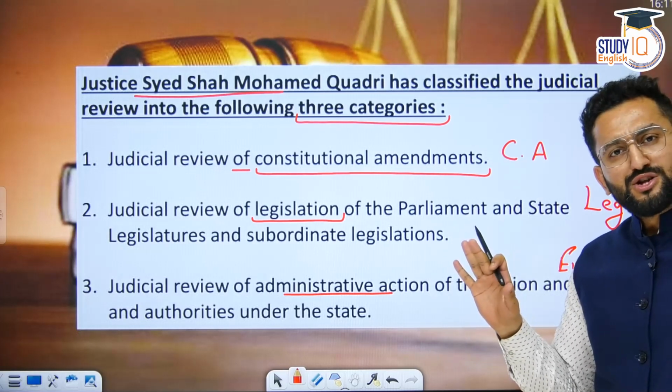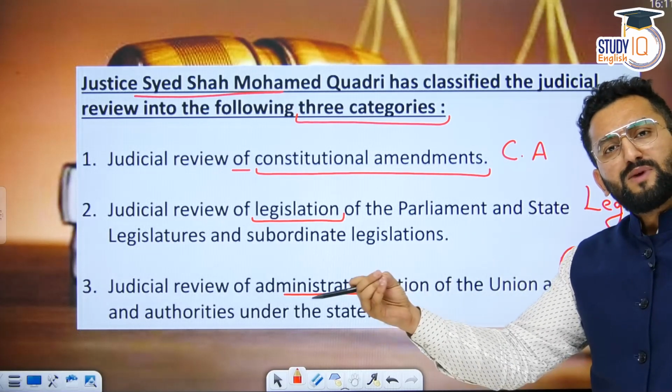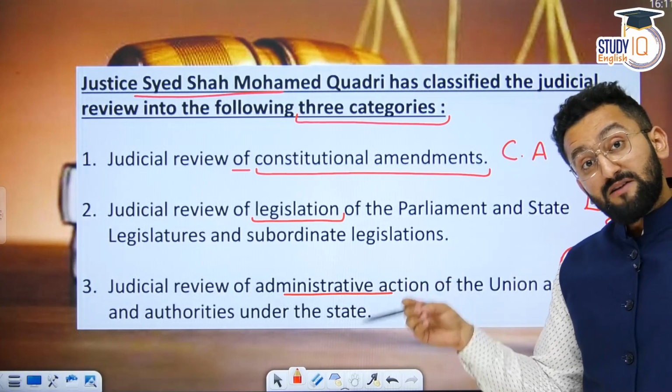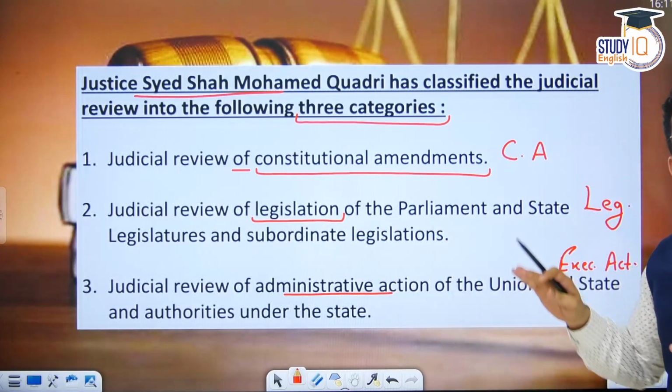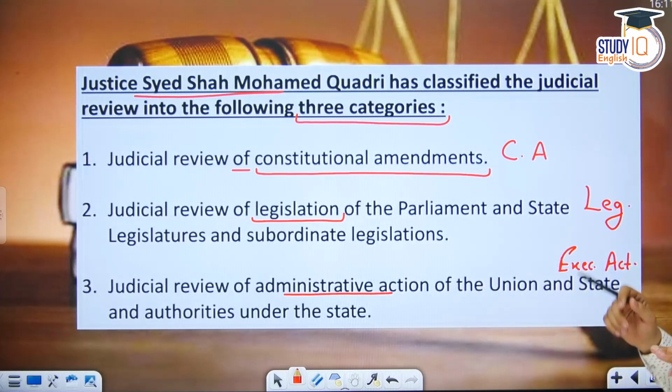Means they have not amended the constitution. It is plainly a law made by parliament or any state legislature, but if it is against the spirit of the constitution, then also judicial review can be used. And third is executive action.